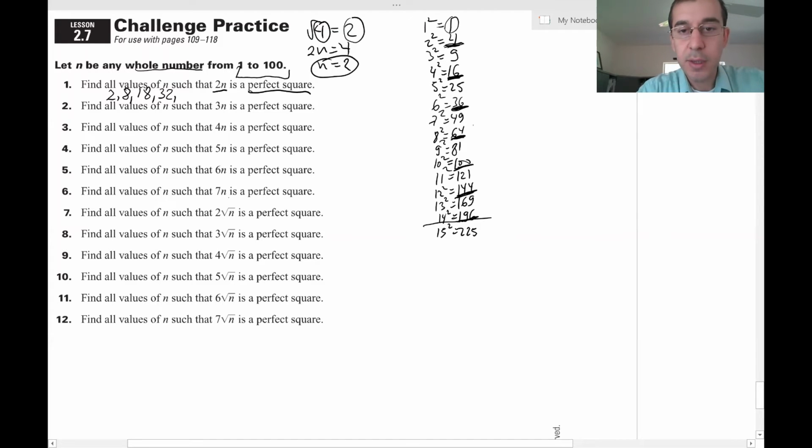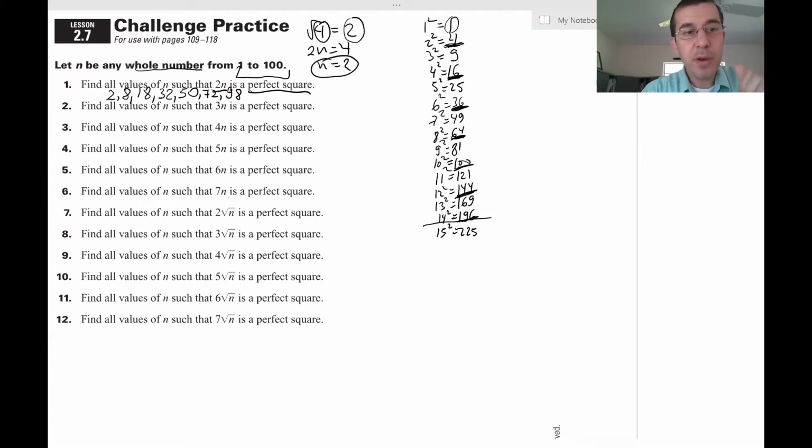Hopefully it makes sense for you. 2n equals 100, n is 100 over 2, or that's 50. So 50 is another solution. Then 144, 2n equals 144, so n is 72. Half of 144 is 72. And the last one, 196, 2n equals 196, so n is 196 divided by 2, which is 98. So 98. Okay, so hopefully this makes sense, but this is the solution for number 1.